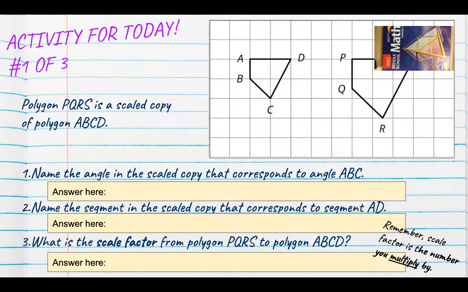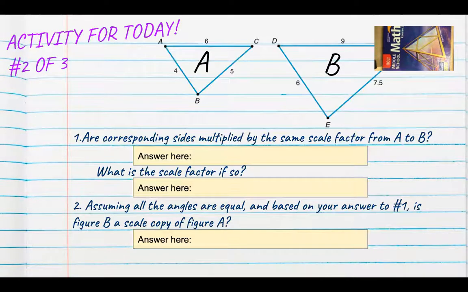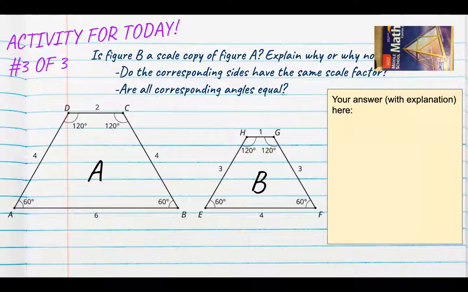So your activity for today, this is a PDF in Canvas for the assignment for Wednesday. You're going to make sure you answer in the yellow/orange boxes for each question. And make sure you explain, if it asks for number 3, make sure you explain it, okay?